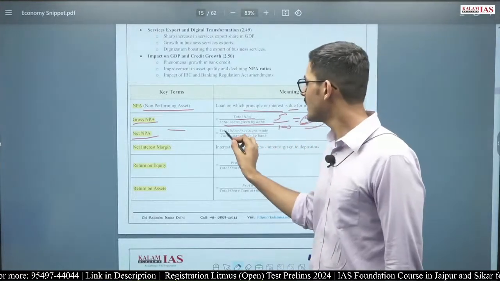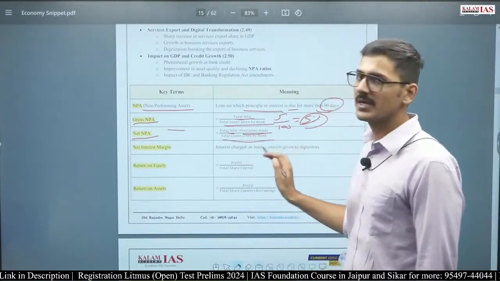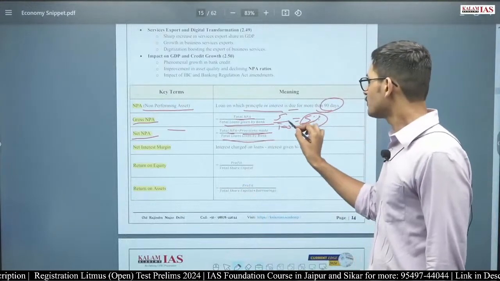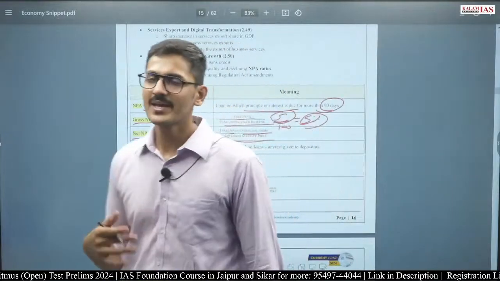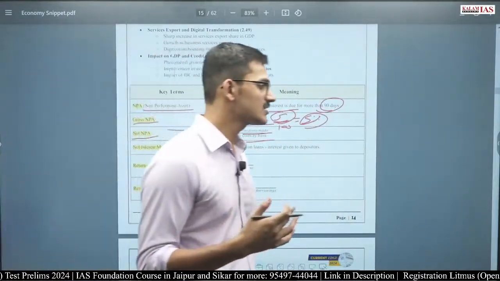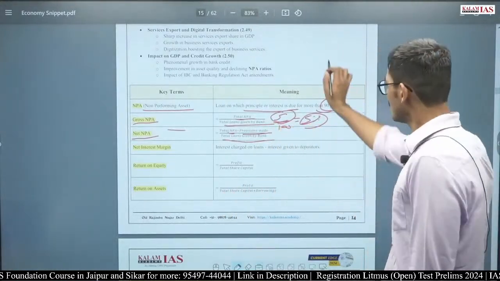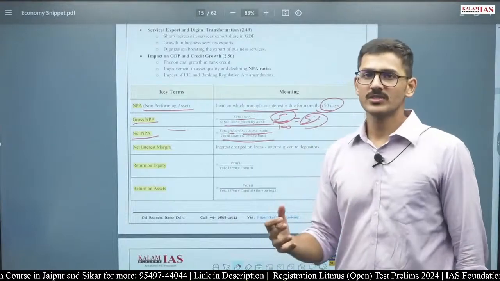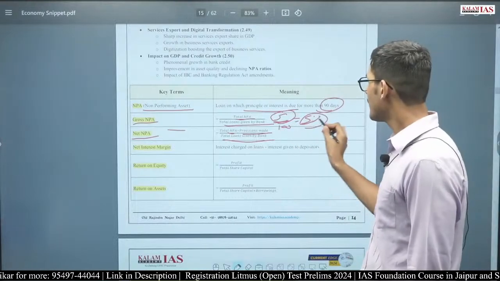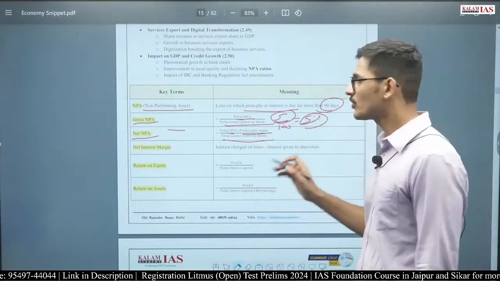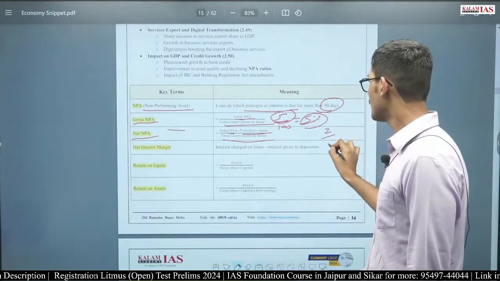What is net NPA? Net NPA is total NPA minus provisions made upon total loans given by the bank. Now the 5 rupees loan that the bank has categorized as NPA, non-performing asset, out of this 5 rupees, the bank has to make certain provisions. As per the guidelines of the Reserve Bank of India, the bank has to make certain provisions. And for example, bank has said that we have made the provisions for 3 rupees. Now, the net NPA would be 2 upon 100.